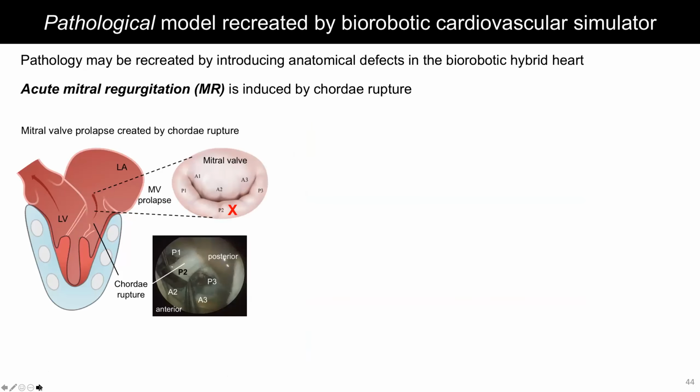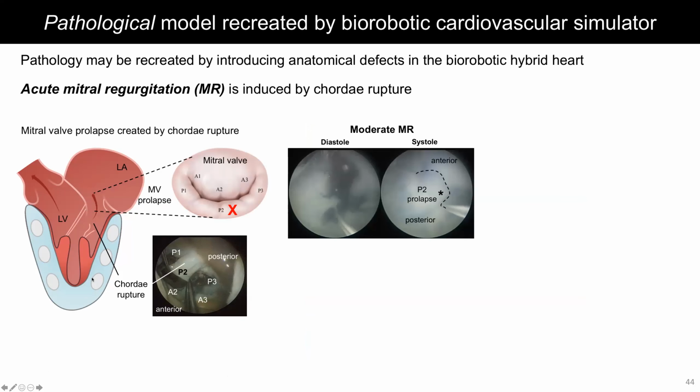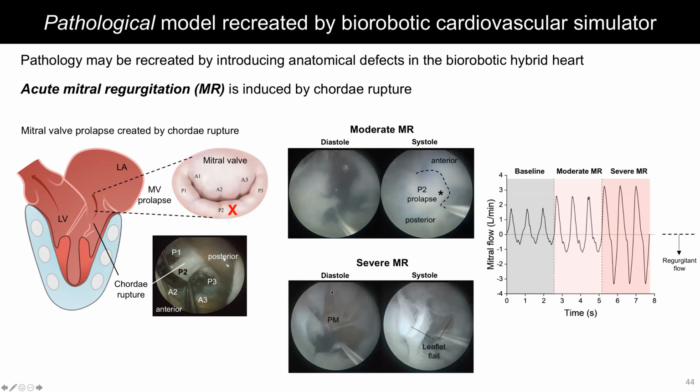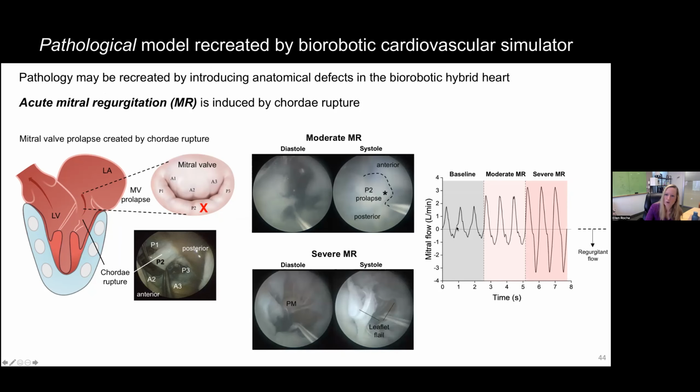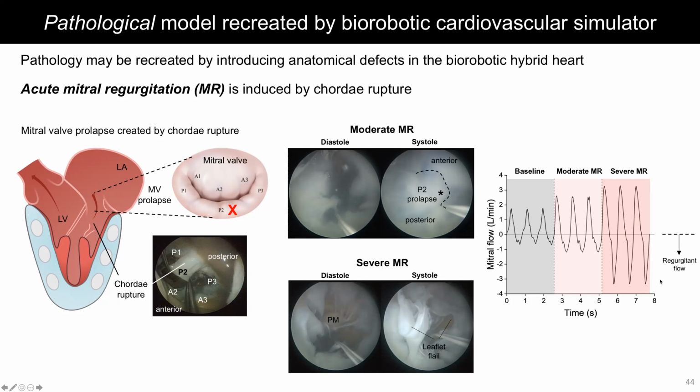And we wanted to see if we could recreate pathology with the mitral valve. So the acute mitral regurgitation we mimicked by rupturing the chordae, by cutting the cords here, severing the cords. And what you can do is you can have moderate or severe mitral regurgitation. And you can see we can quantify the amount of mitral regurgitation here by looking at mitral flow and the amount of regurgitant flow specifically. So from baseline to moderate to severe, you can get different levels of mitral regurg depending on the extent of cord cutting.